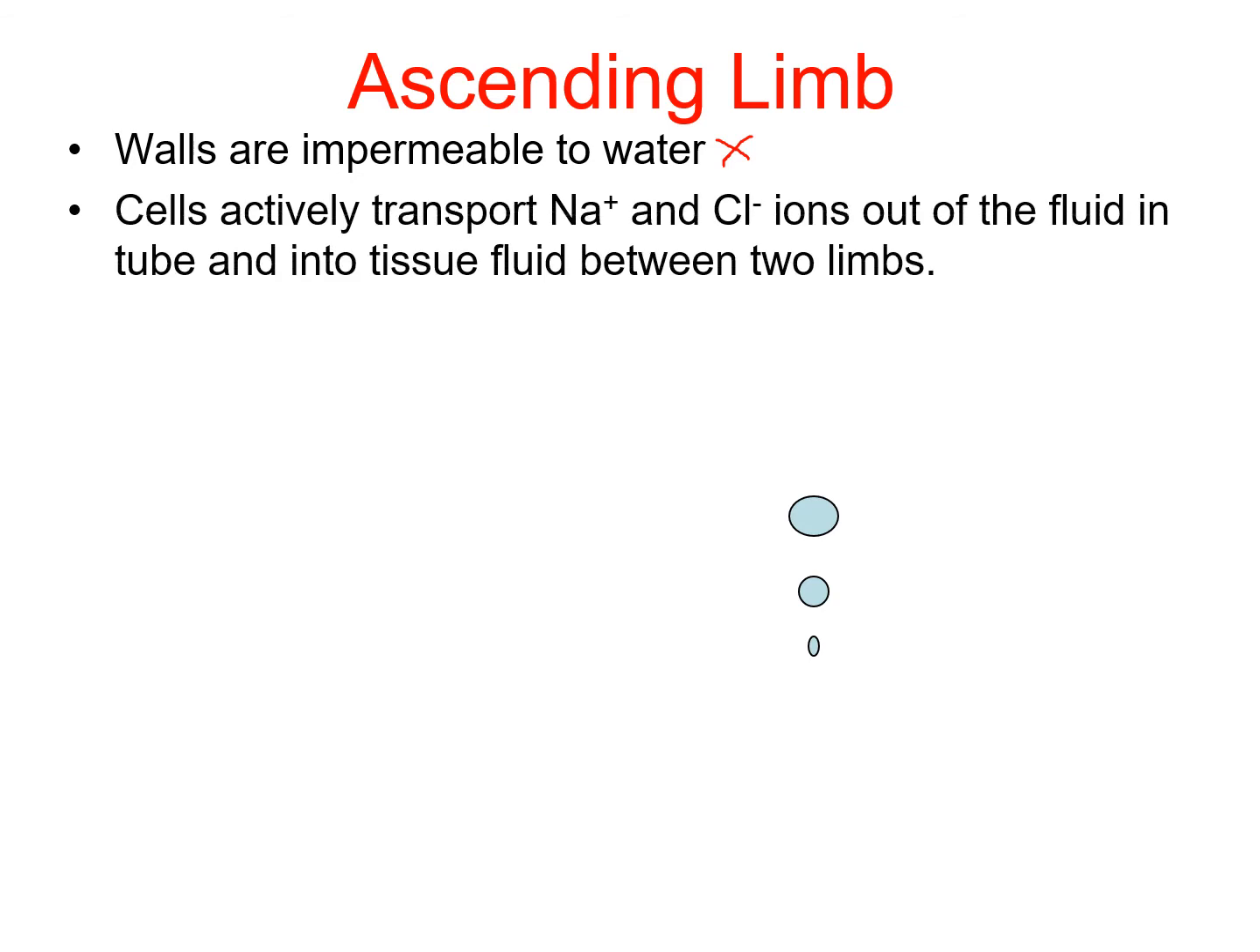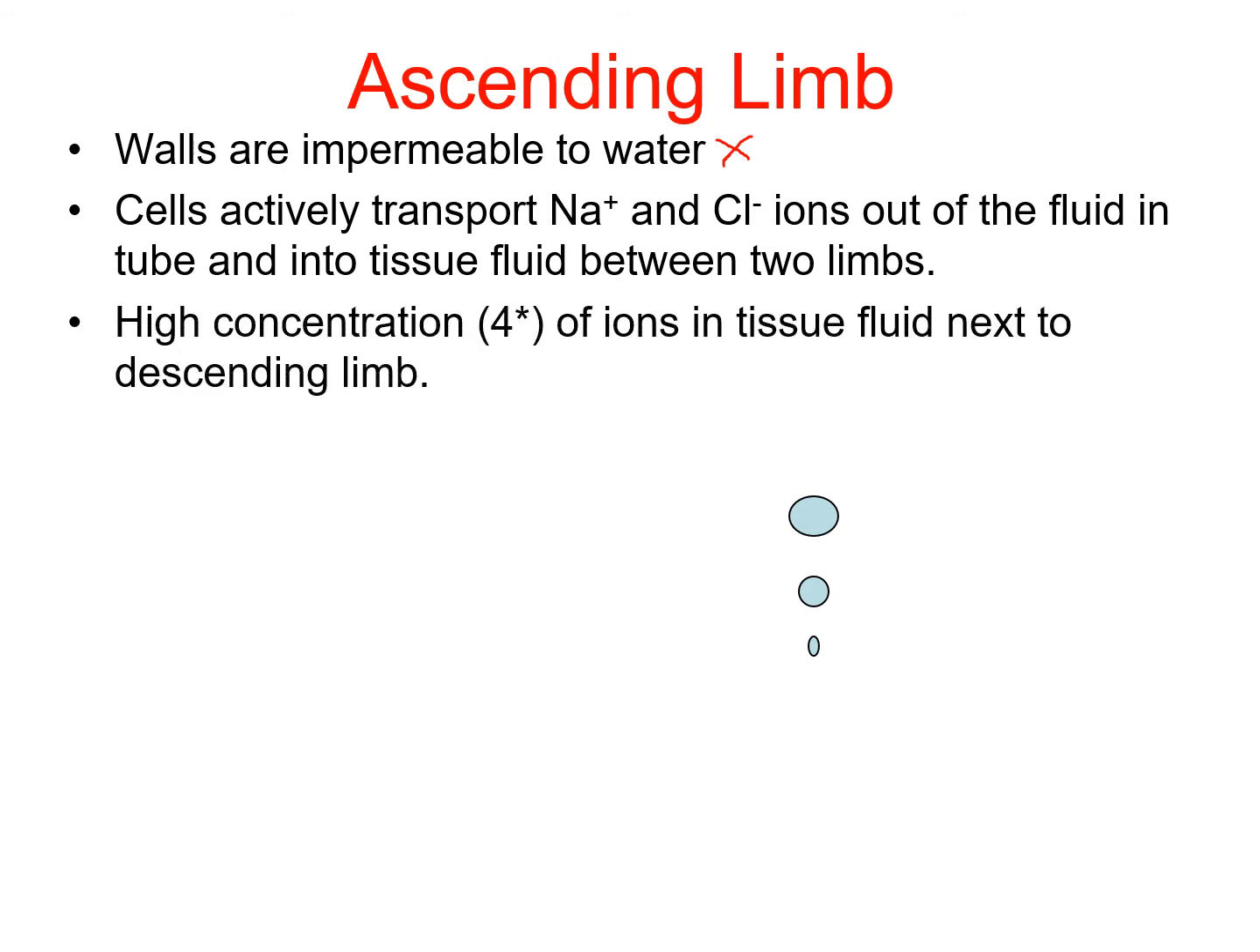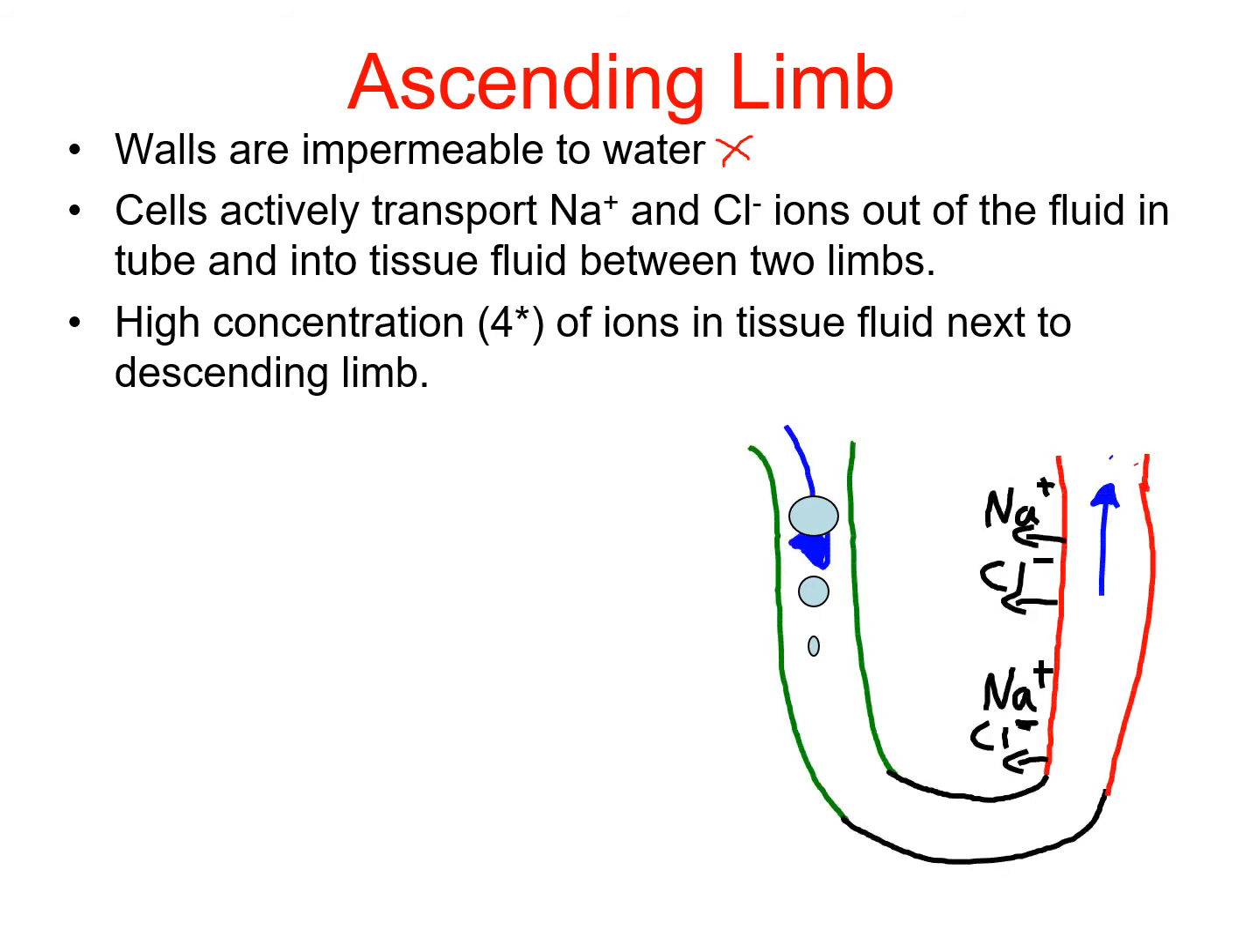Cells, however, in the ascending limb, so the epithelial cells, actively transport sodium and chlorine ions out of the fluid, out of the nephron fluid in the tube, into the tissue fluid. So we'll look at that in a diagram in a second. And this causes up to 4 times higher concentration than normal of ions in the tissue next to the descending limb.